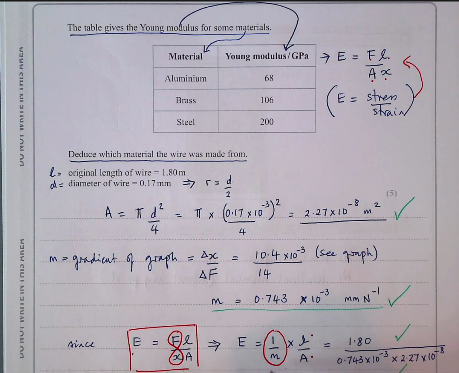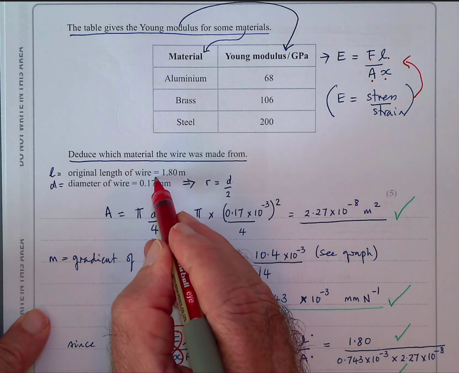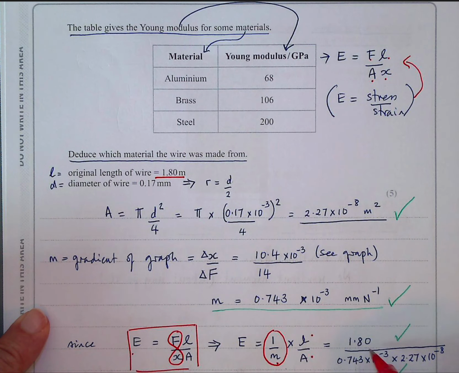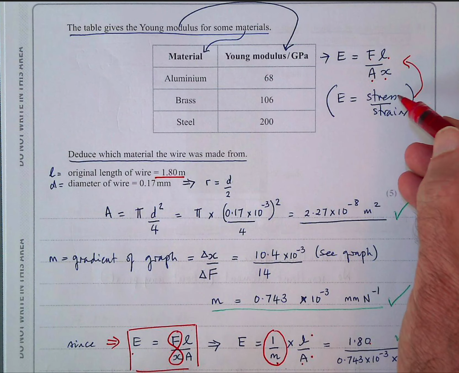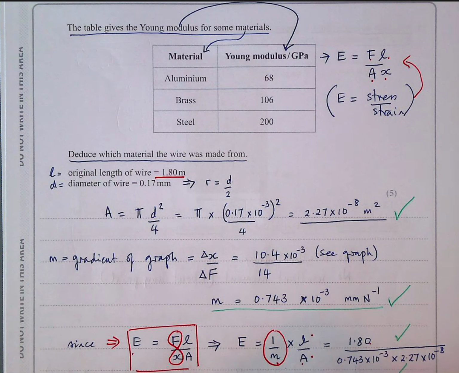So ultimately, we know the gradient from the graph, with the length given to us as 1.80. So you just put that value in, and the A you can work out. Once you do that, you can go straight into it. That's why I like using this method, rather than having to calculate stress and strain. This gradient is a quick way of getting the answer.